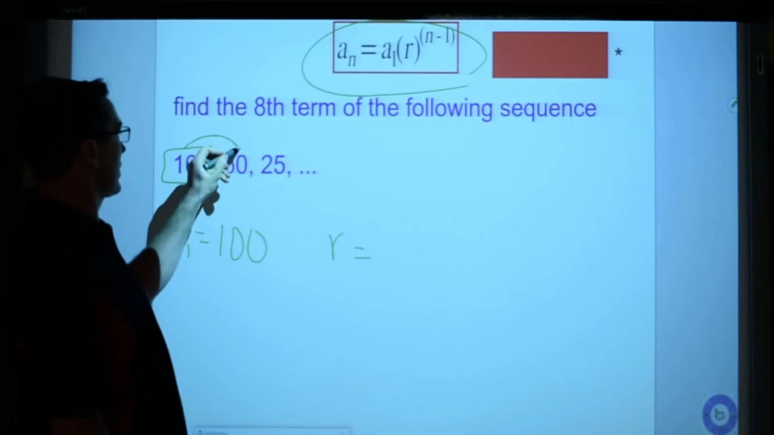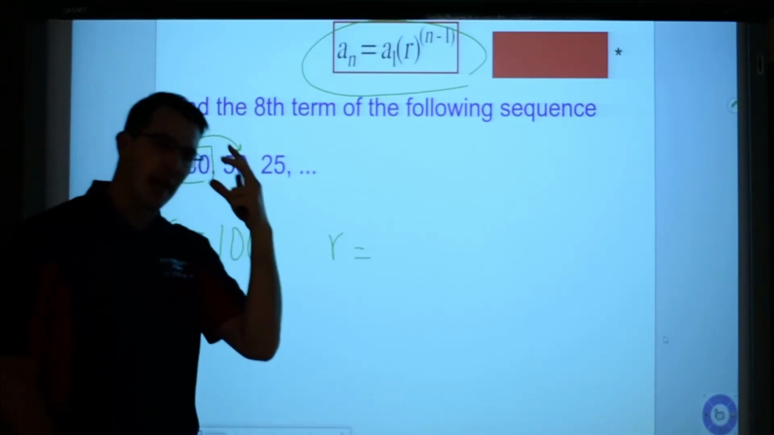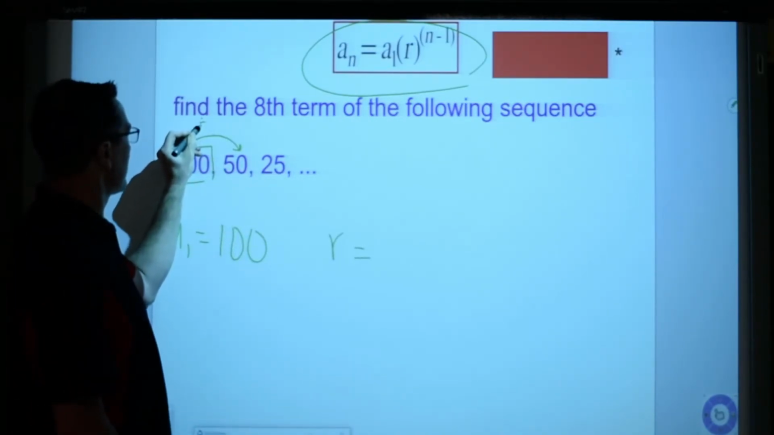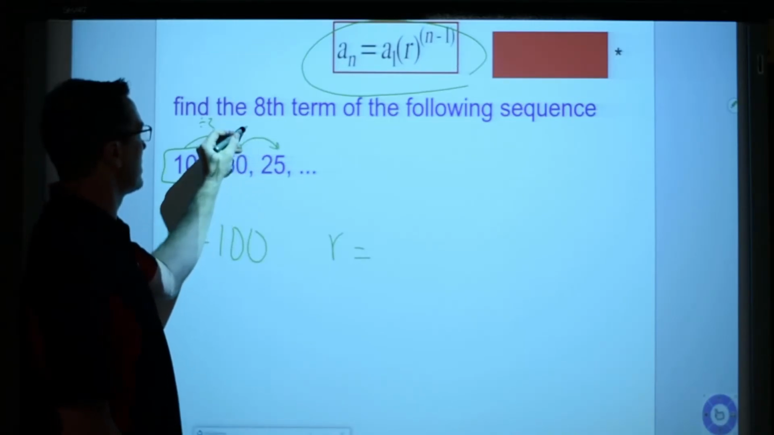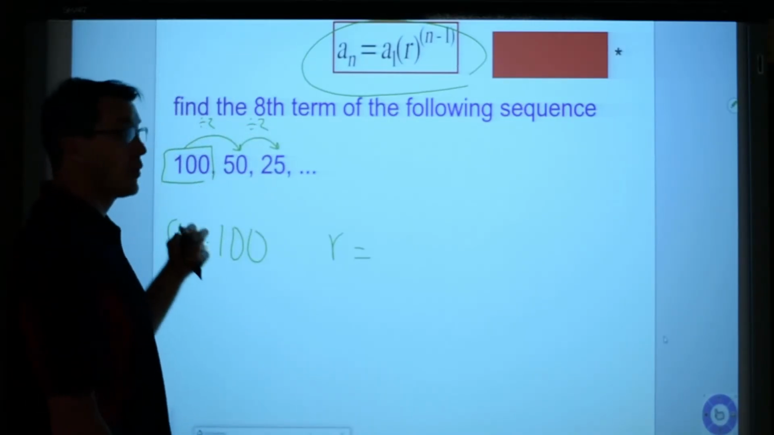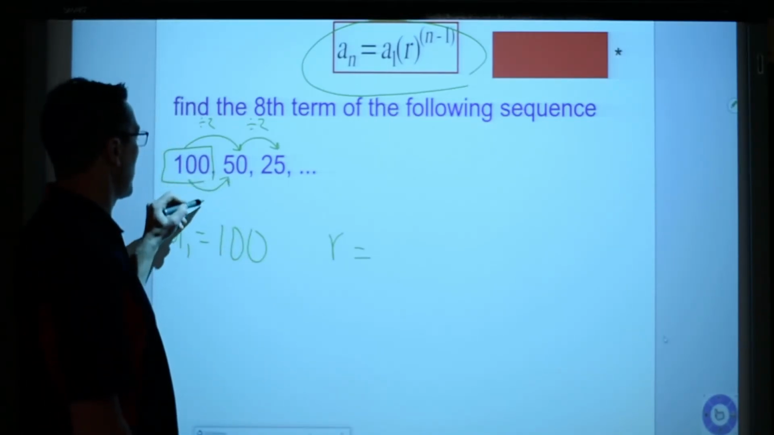So I say, is this getting bigger or smaller? And it says it's getting smaller. So in my head, I kind of think divide. I go, okay, well, 100 divided by what is 50? Oh, I think it's going to be divided by 2. And then 50 divided by 2 is going to be 25. But again, with geometric sequences, we don't use division. So how do I write divided by 2? Oh, that's the same as times by 1/2.